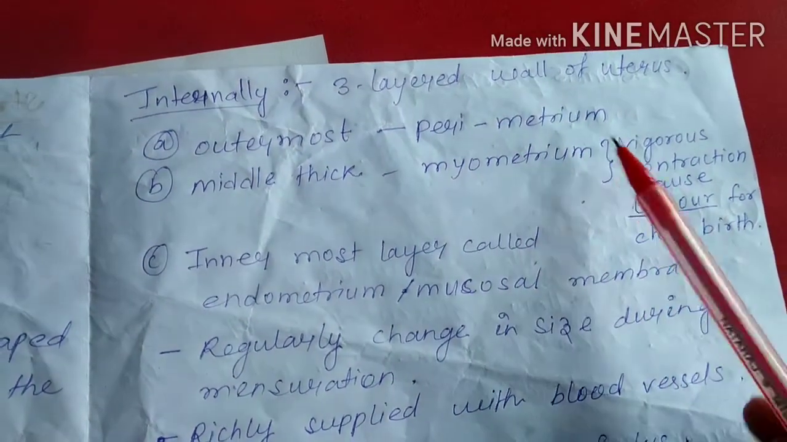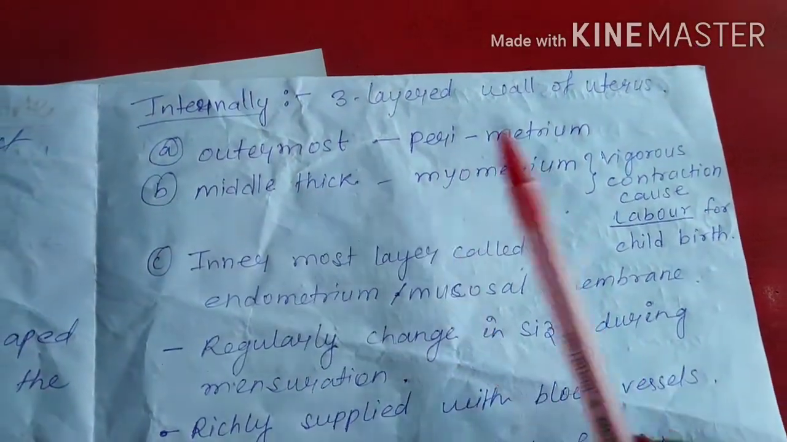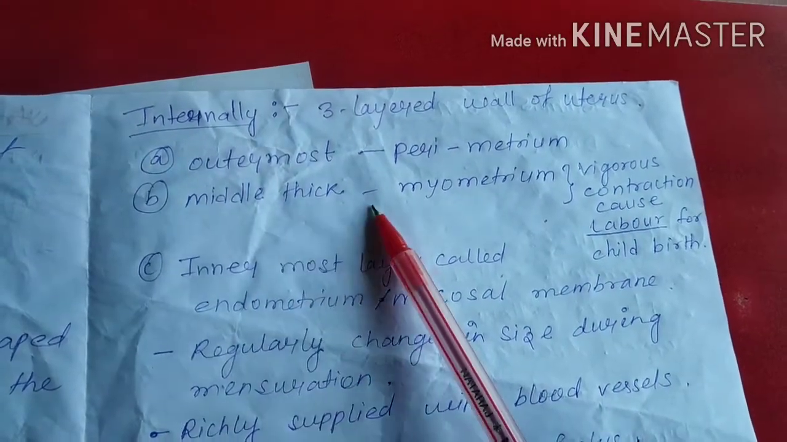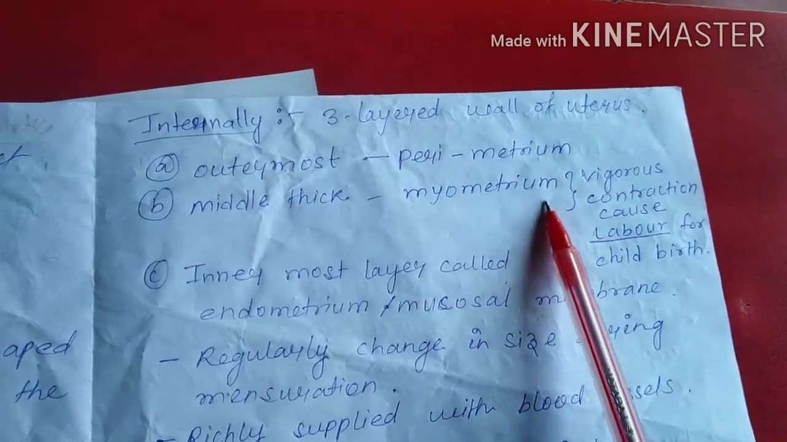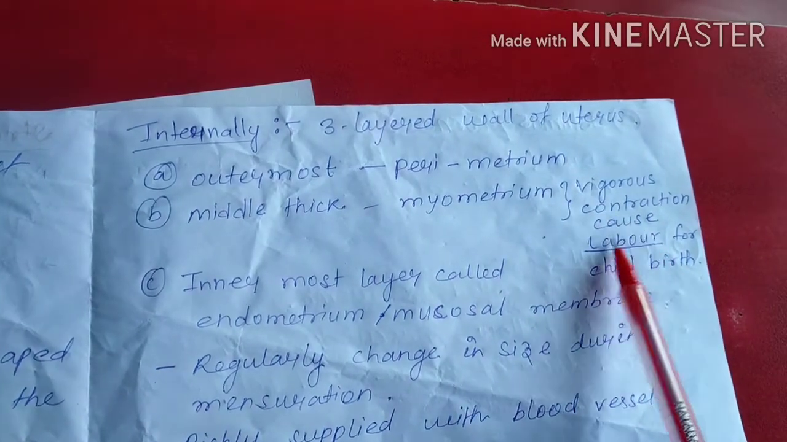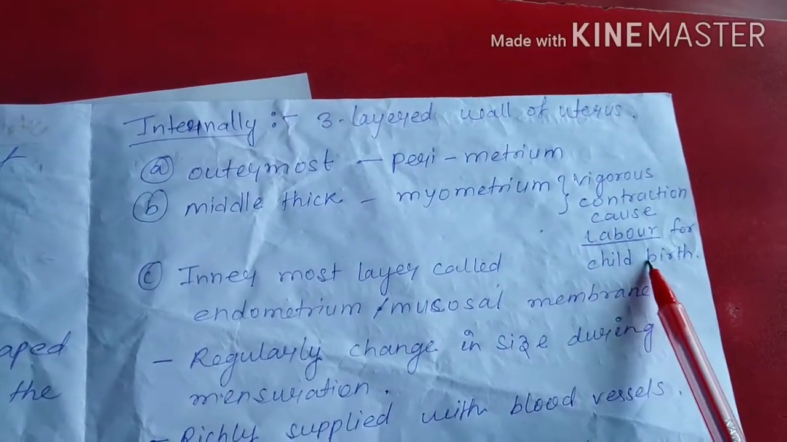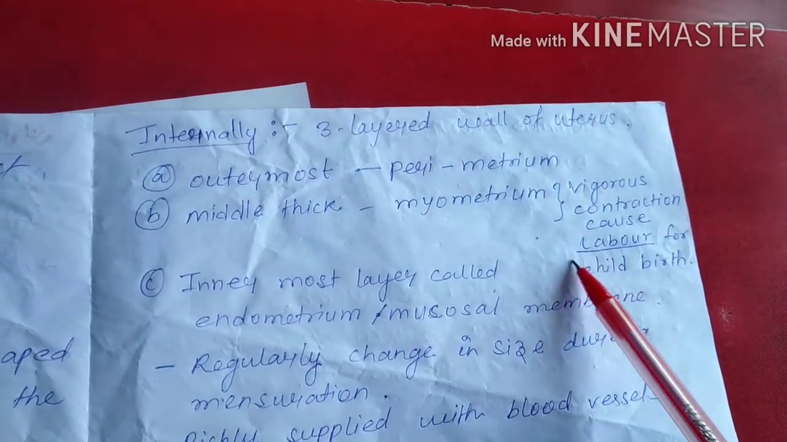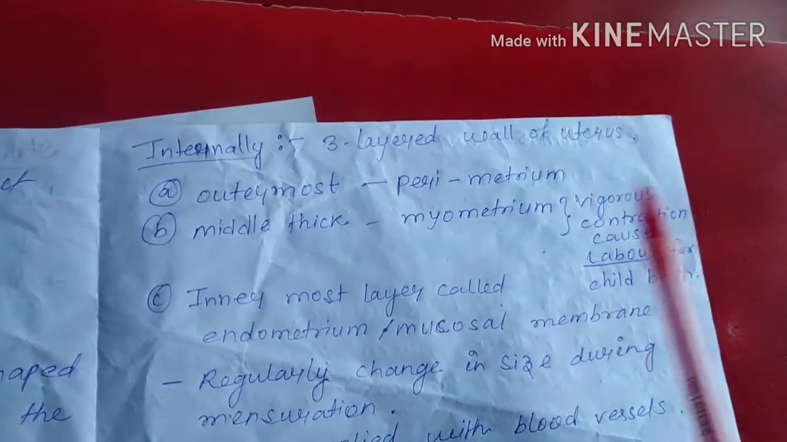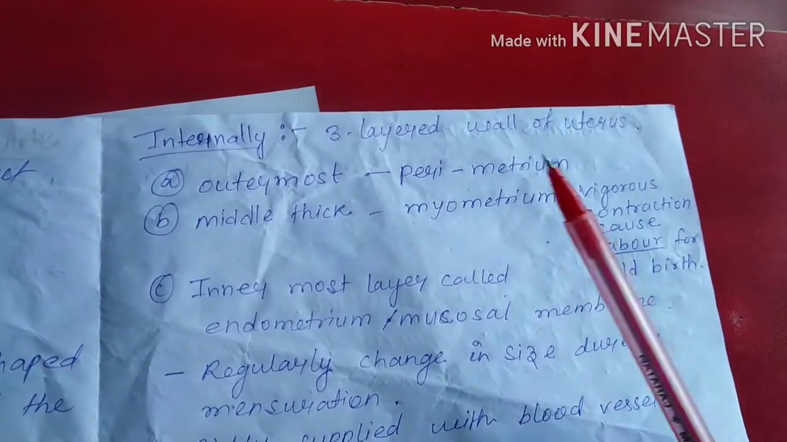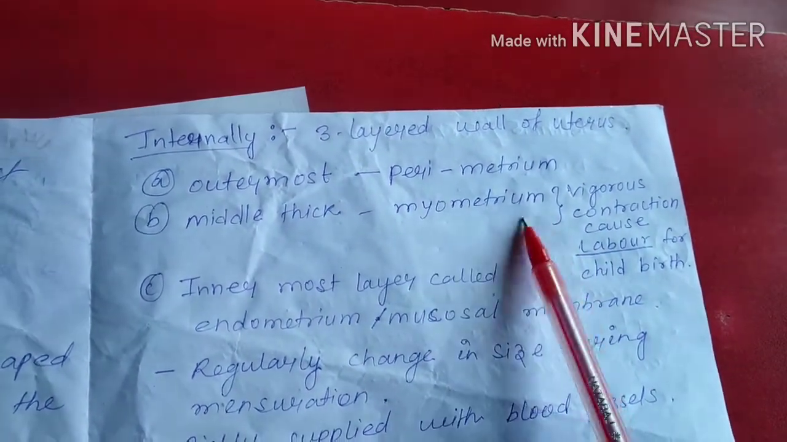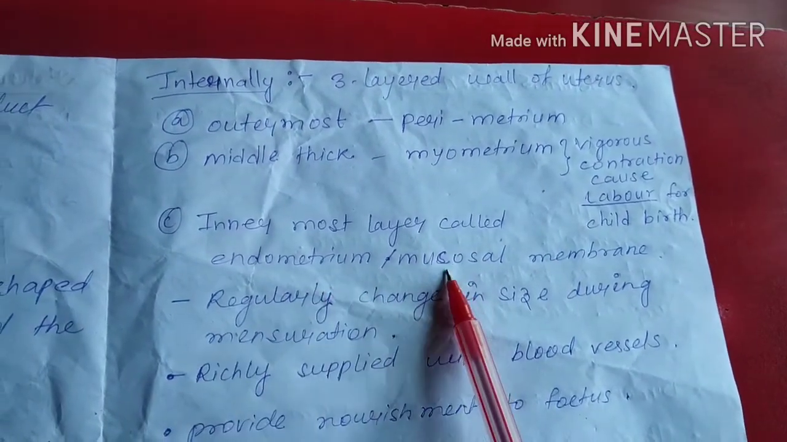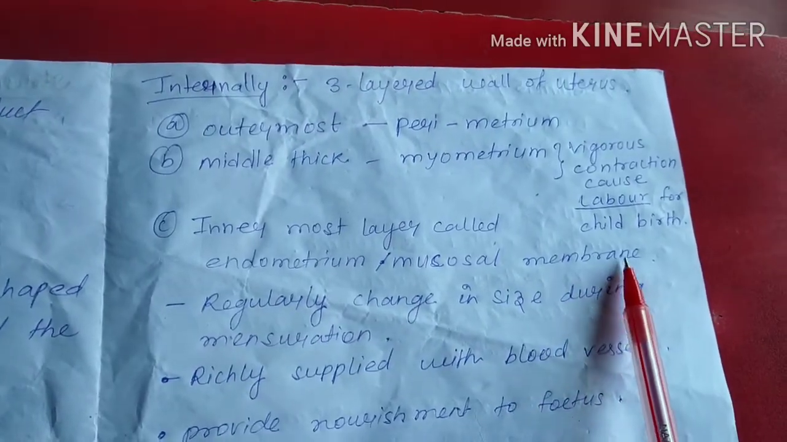Internally, the wall of the uterus has three layers. First, the outermost is perimetrium. Second, the middle thick layer is myometrium. Here, vigorous contraction causes labor for childbirth. Labor means the pain the female experiences during parturition. It occurs in the myometrium, and the innermost layer is called endometrium, a mucosal membrane.